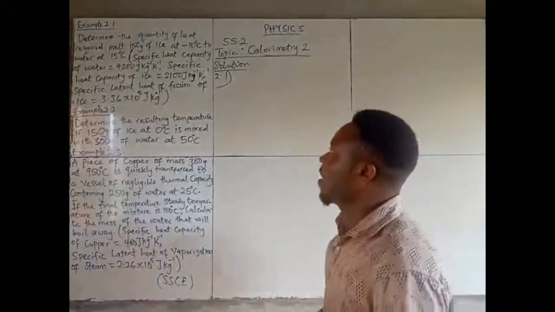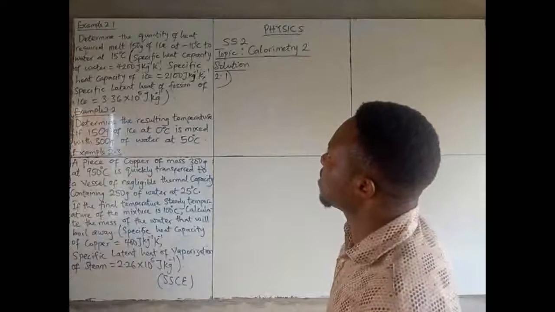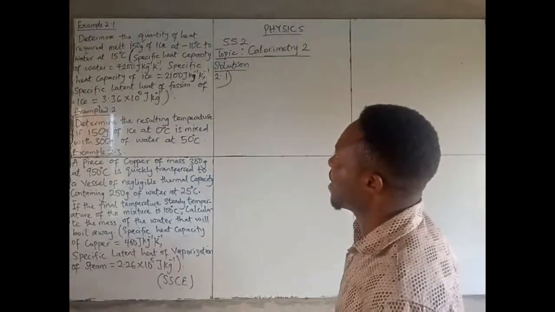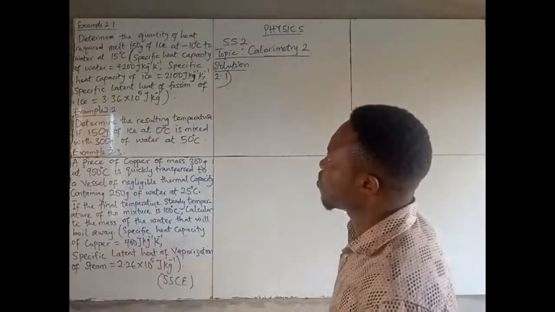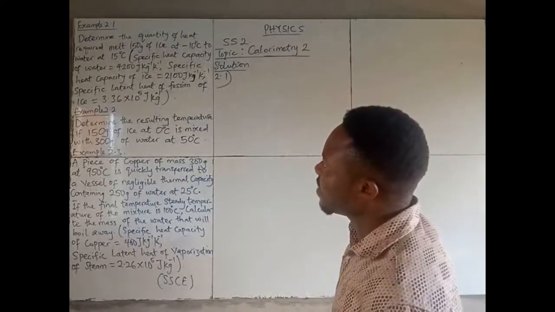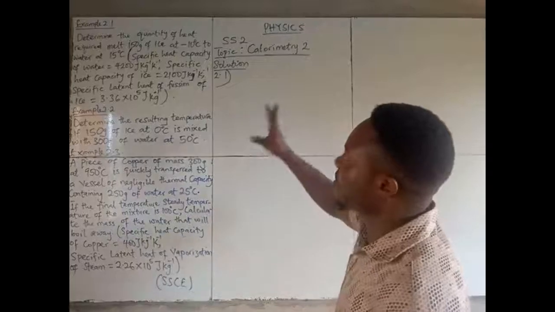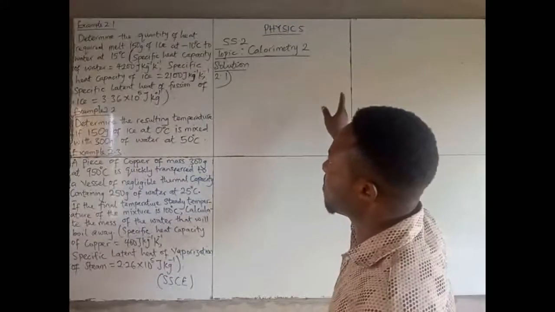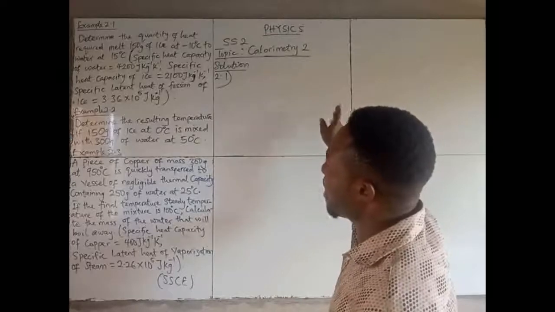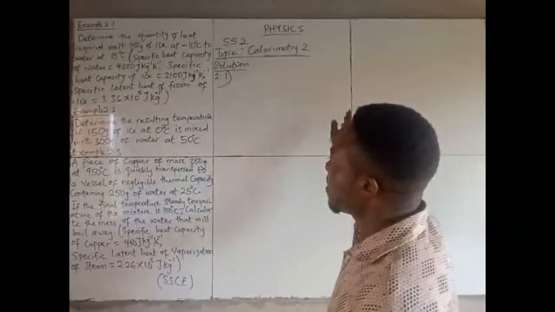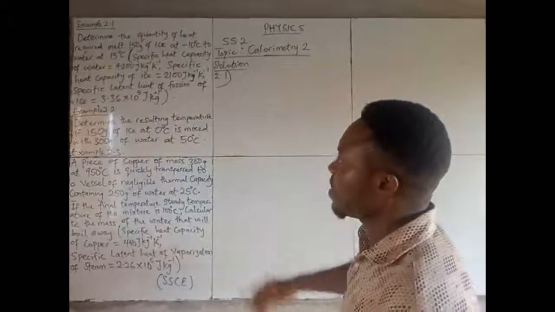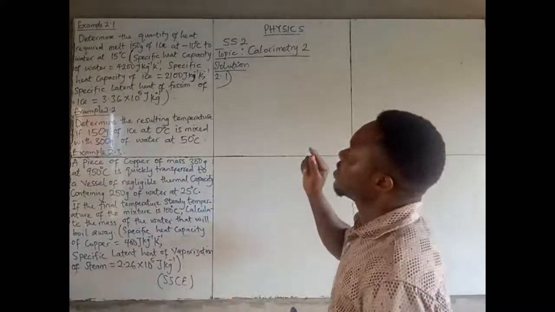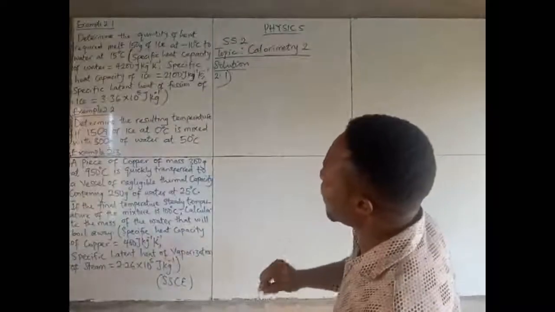The first question we have here is, determine the quantity of heat required to melt 150 grams of ice at minus 10 degrees Celsius to water at 15 degrees Celsius. Then you are given some parameters: specific heat capacity of water, 4200 joules per kilogram per Kelvin; specific heat capacity of ice, you are given that; specific latent heat of fusion of ice is 3.36 times 10^5 joules per kilogram. Now, you have to determine the heat to melt that ice.